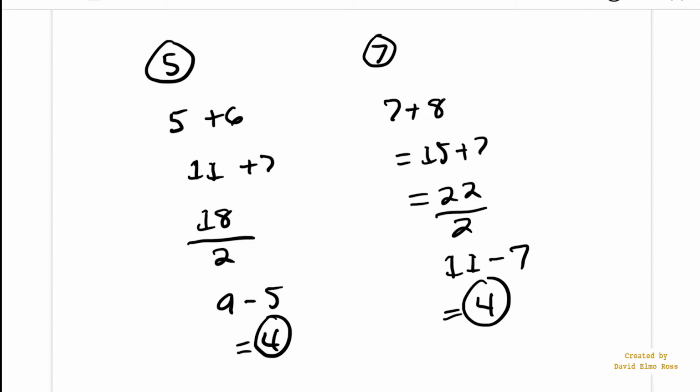So you can do this with any number you like. Take that number, add the next number highest to it, add 7, divide by 2, subtract the number you started with, and you'll always end up with 4. Now, as I said, at the end of the video, I'll show you an analysis of this using algebra so you can figure out why this happens. We'll even show you how to make it come to any number, not just 4, but any number you choose.